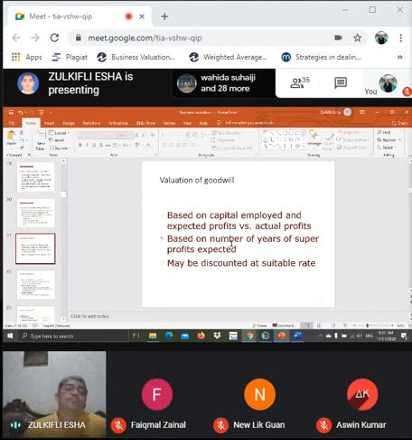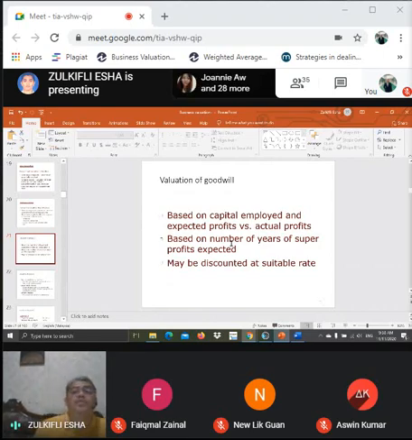how come we can value goodwill? Because goodwill has an impact on the company, on a business, on a firm's value. Some companies may have a high value of goodwill. Some companies may not have a high value of goodwill. So as a valuer who will carry out a valuation on that particular company, we need to know what is the company's goodwill, what is the impact of the company's goodwill on the company's value.